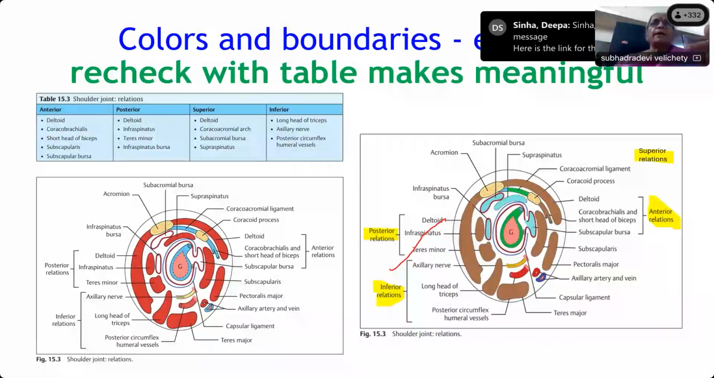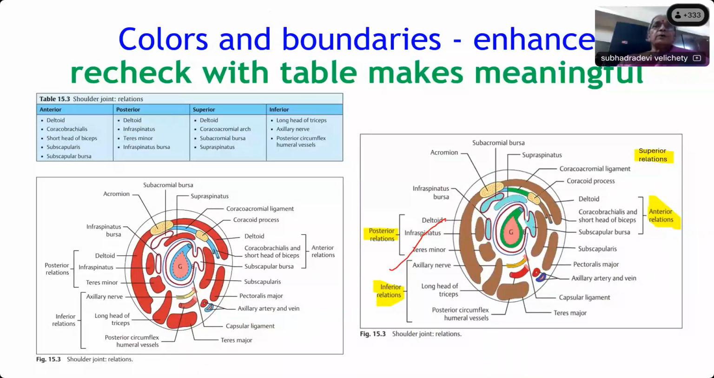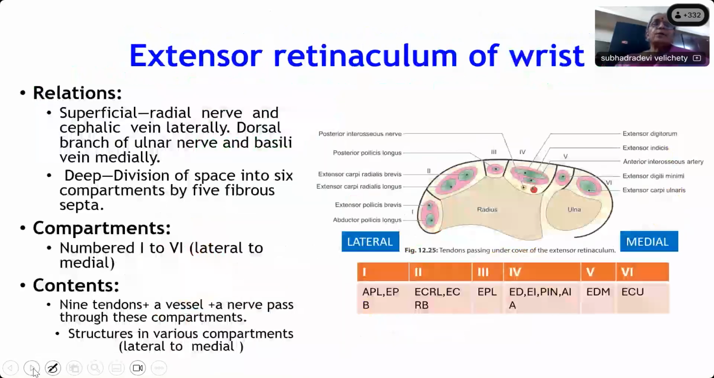Now you have got what color I have used for the bursa. So that is what you have to focus on. Some mistakes may also be there in the book, so you should use your logical thinking. What color should I use for the muscle, what color for the artery, what color for the vein, what color for the lymphatics, what color for the nerve, what color for the ligament.